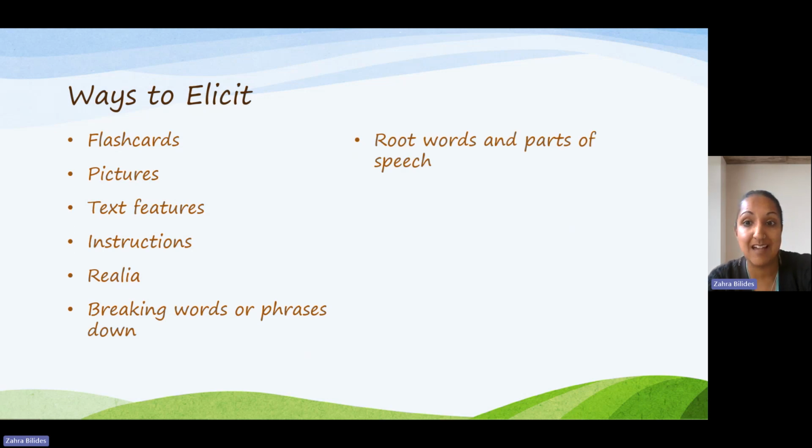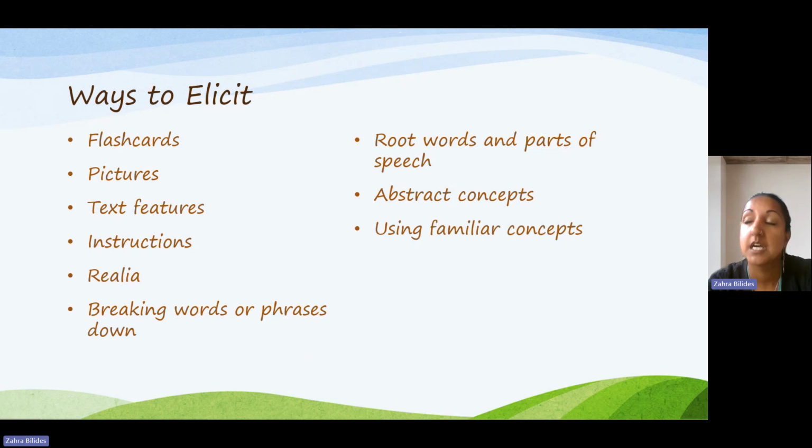You can break words down into the root words, as well as the suffixes, the prefixes, parts of speech, and that can help learners analyse the language. When you're teaching abstract concepts, it's always quite a good idea to use familiar concepts first. So, for example, if you're trying to teach or elicit brotherhood, you might compare it to neighbourhood first, which is something that they would more likely be familiar with than brotherhood.